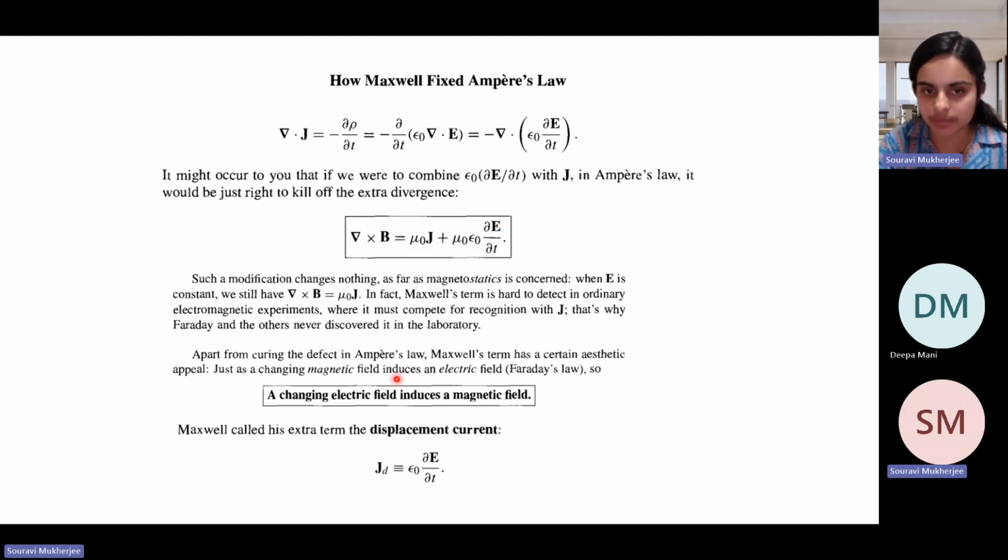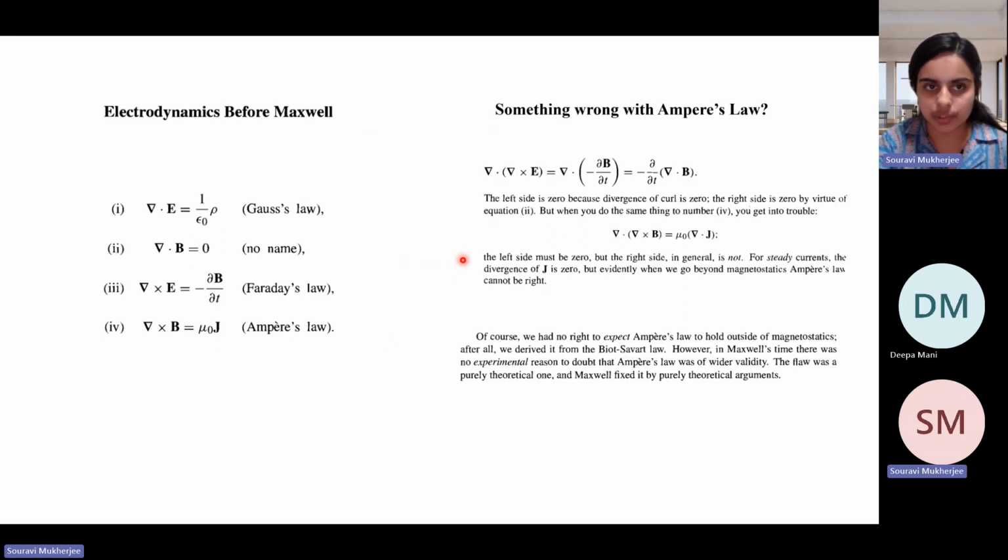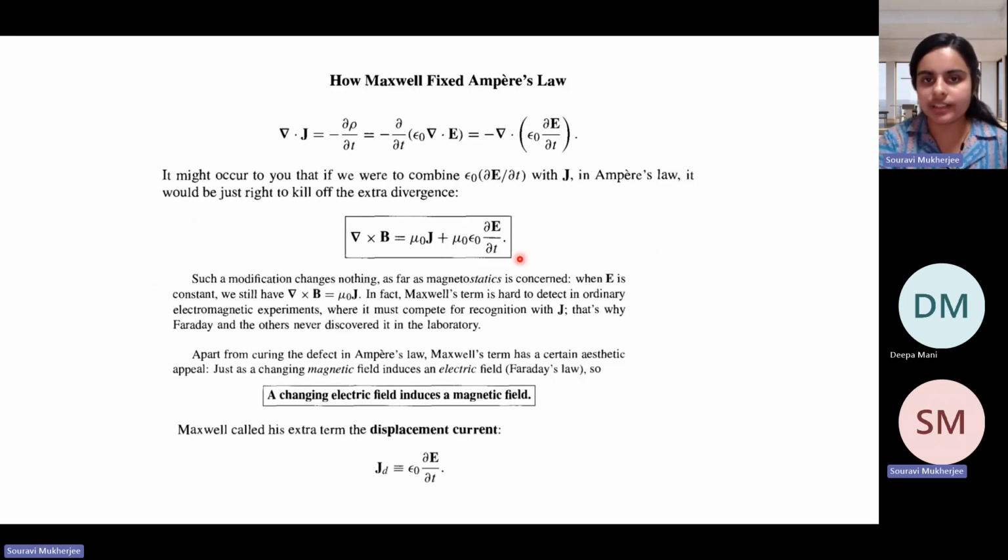Okay, so this extra term that he found, epsilon naught del E del t, is called the displacement current. And it's important: if you look at this expression, what is it telling you? Similar to the earlier expression, where a changing magnetic field results in an electric field, here a changing electric field also results in a magnetic field. So this is how interconnected these two are.